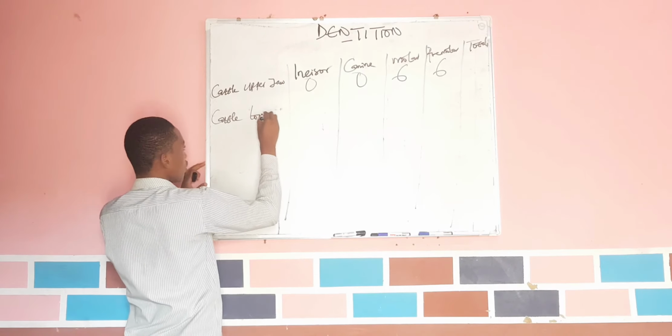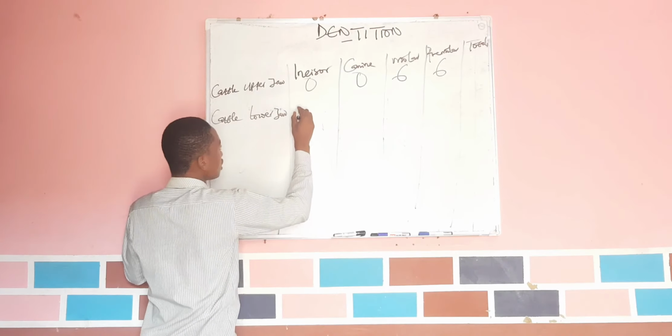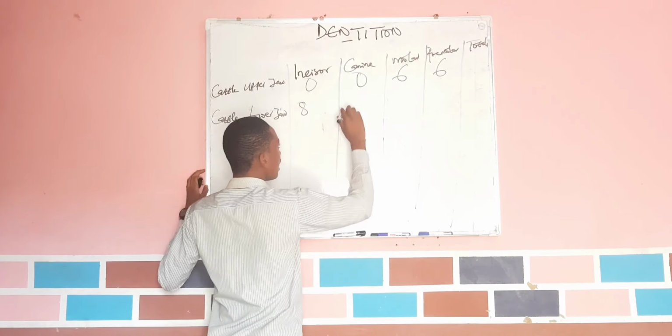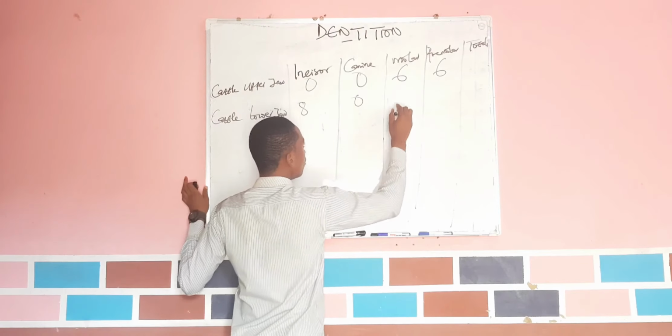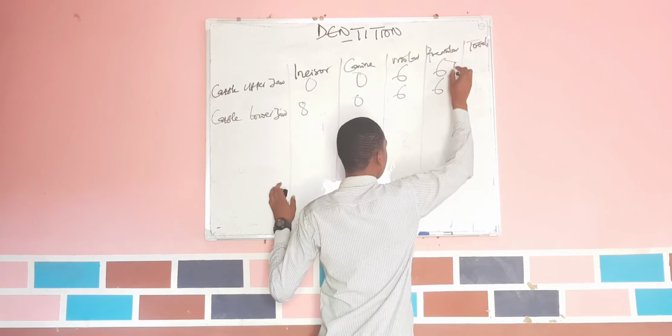The cattle lower jaw. The number of incisors here is 8. The number of canine here is 0. The number of molar here is 6. The number of premolar here is 6. Are you getting it?